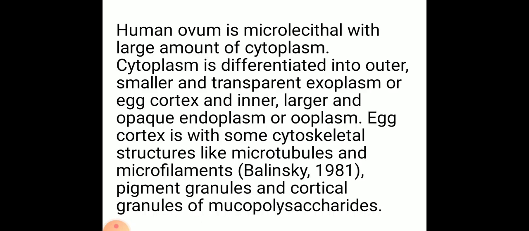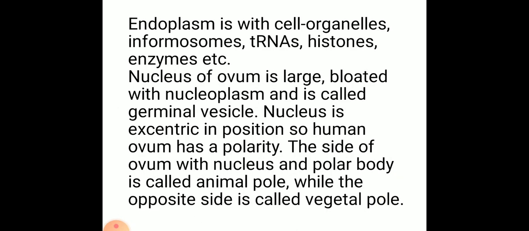Pigment granules, cortical granules and mucopolysaccharides are also present in the egg. Then the endoplasm: endo means inside, the inner cytoplasm. The cytoplasm is differentiated into outer ectoplasm and inner endoplasm, and the endoplasm has cell organelles. There are many cell organelles, such as mitochondria and Golgi complex. Informosomes, that is tRNAs, histones and enzymes, are all present in the endoplasm.